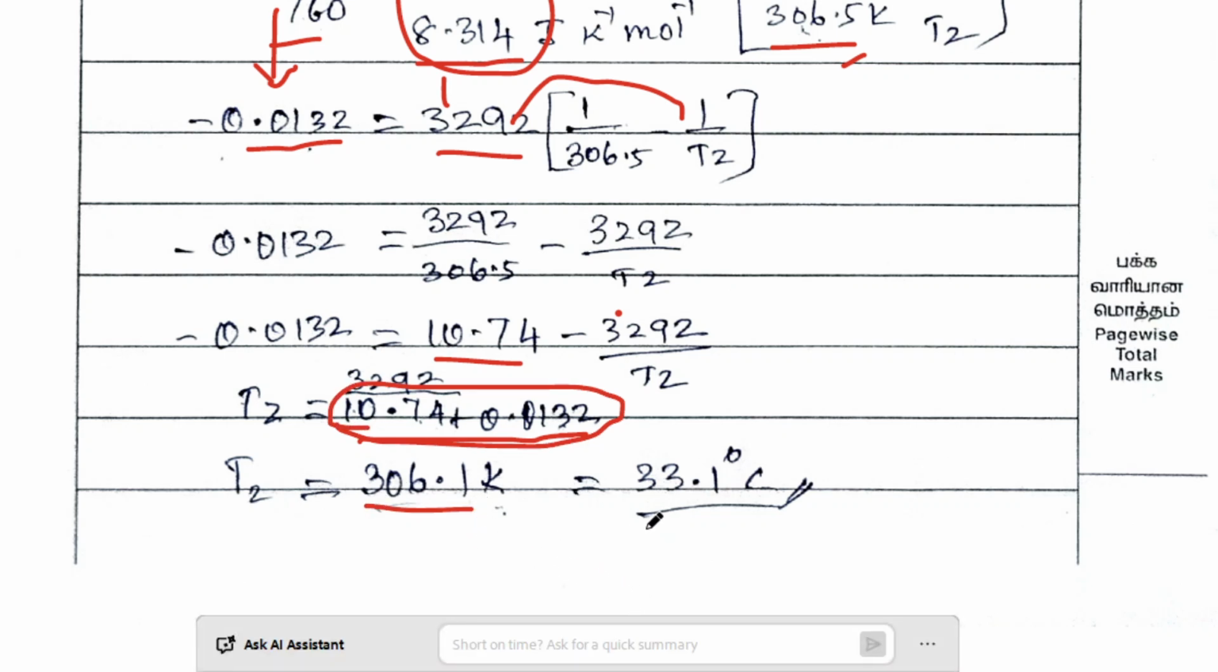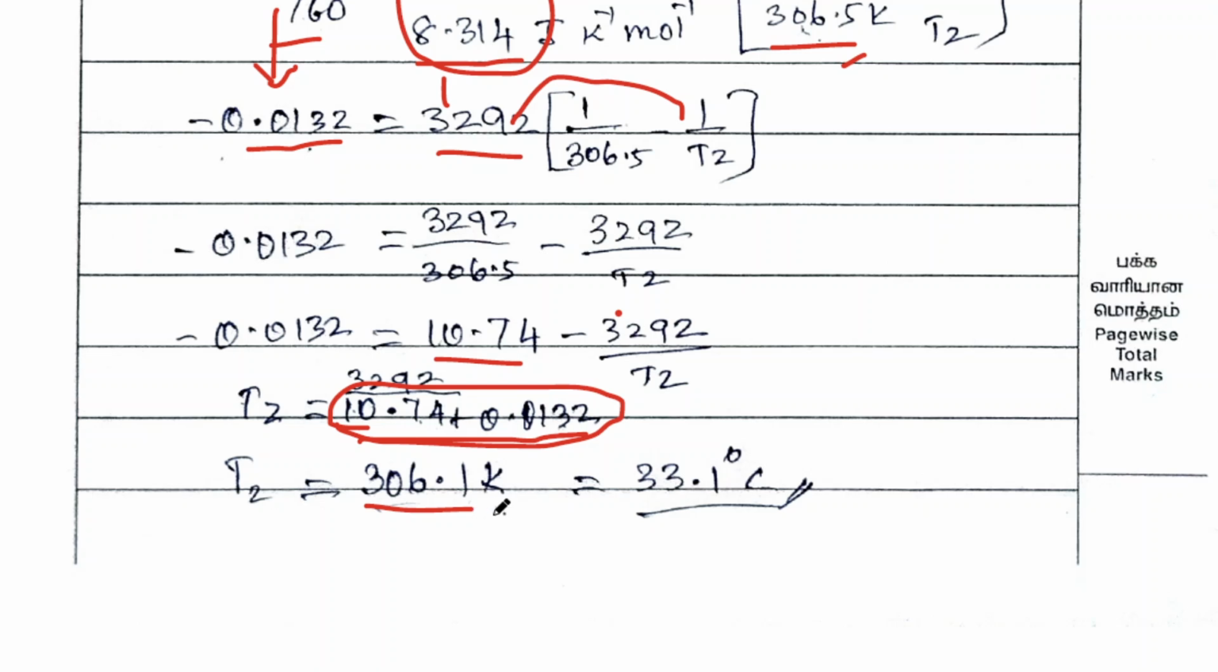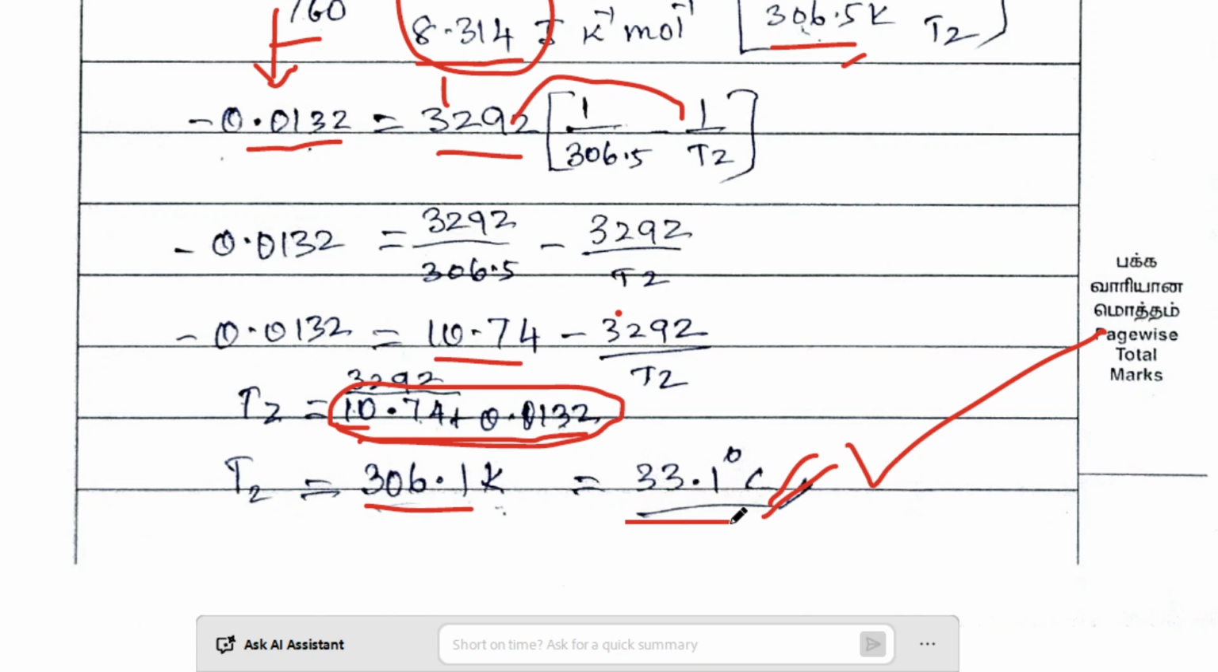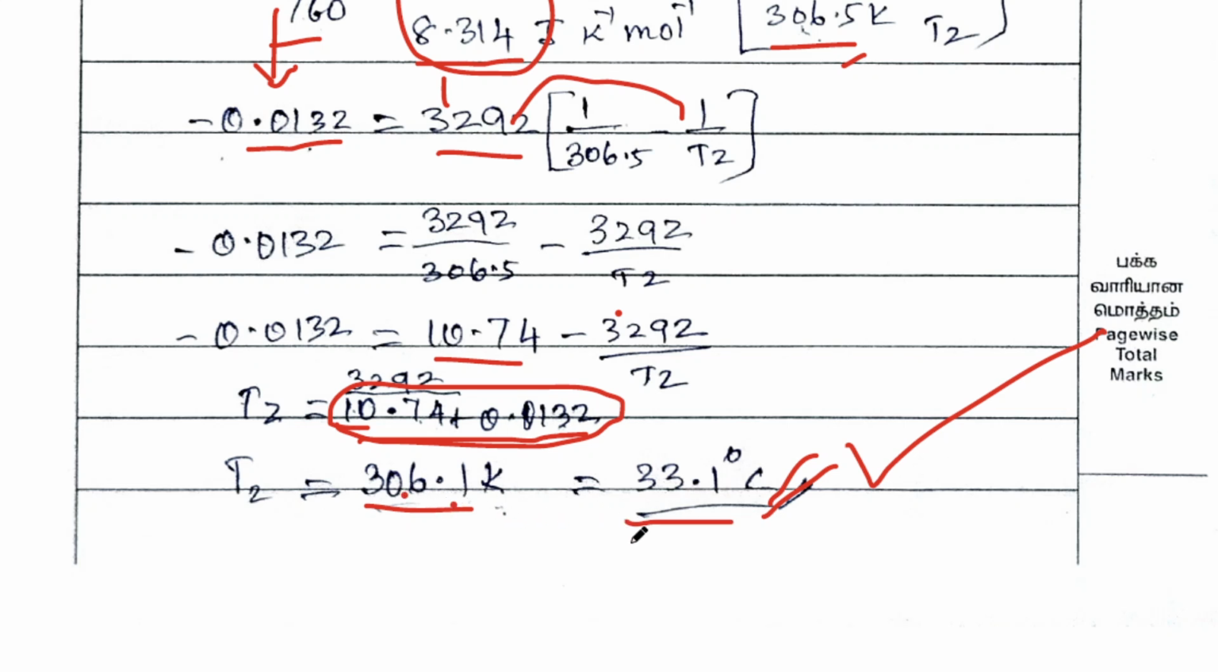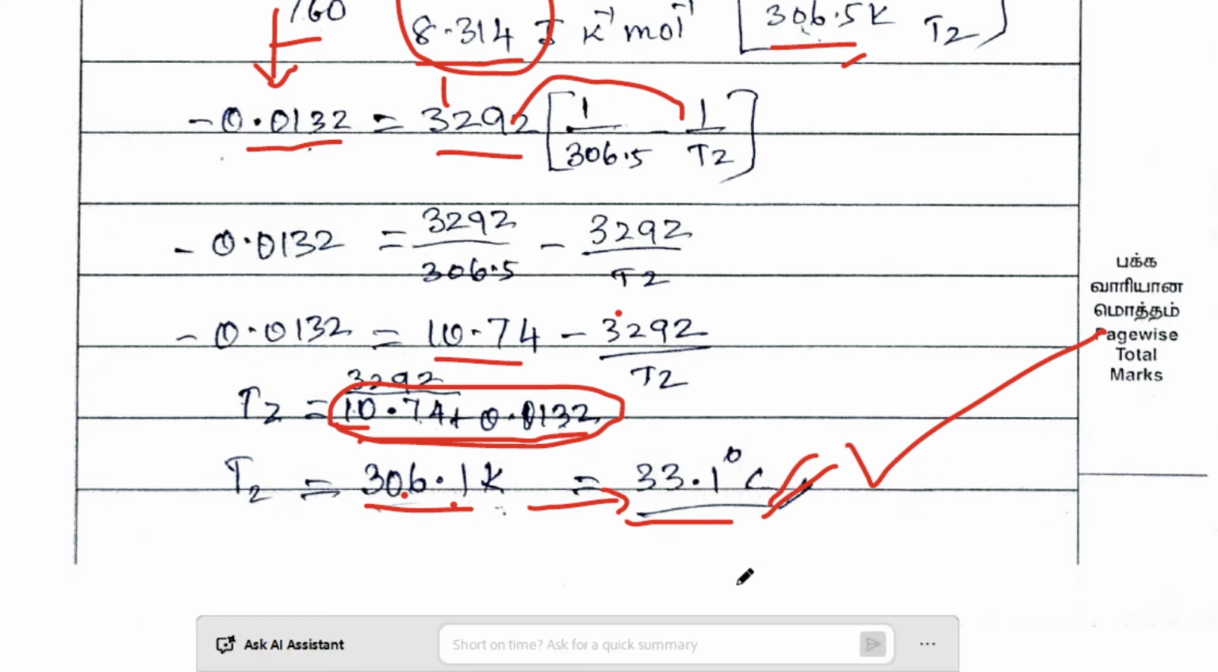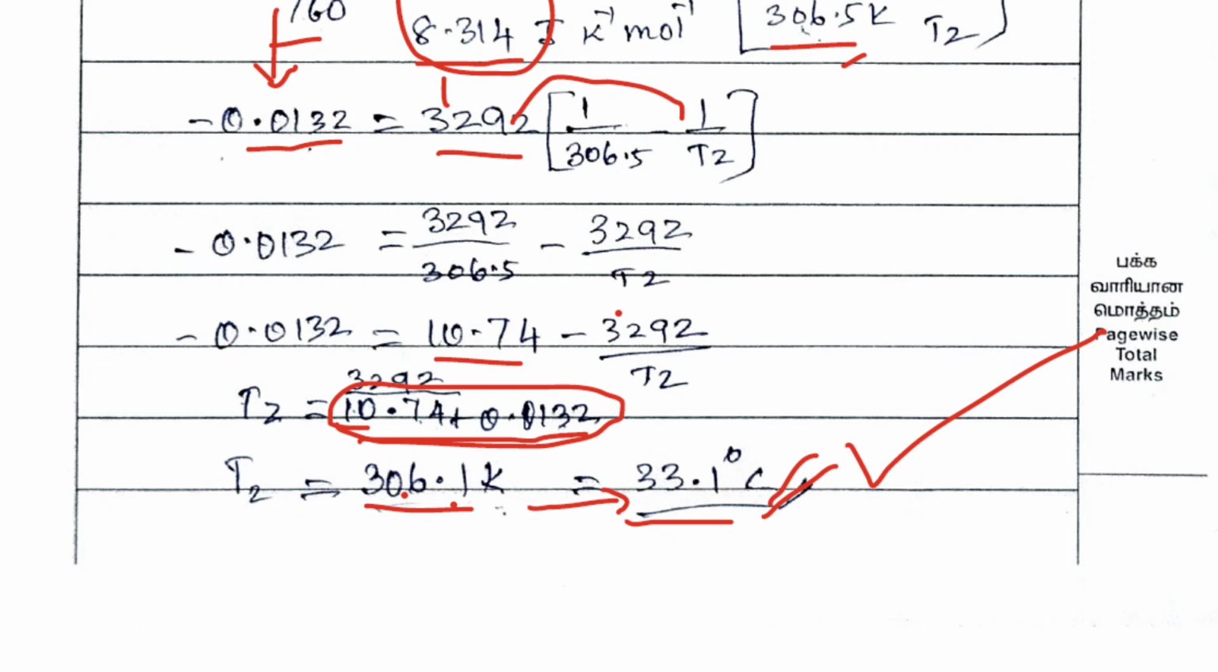If you subtract 273, you will get 33.1. So 306.1 Kelvin, converted into the Celsius scale, is 33.1 degrees Celsius. These are the applications of Clausius Clapeyron equation. We shall meet in another class. Thank you.